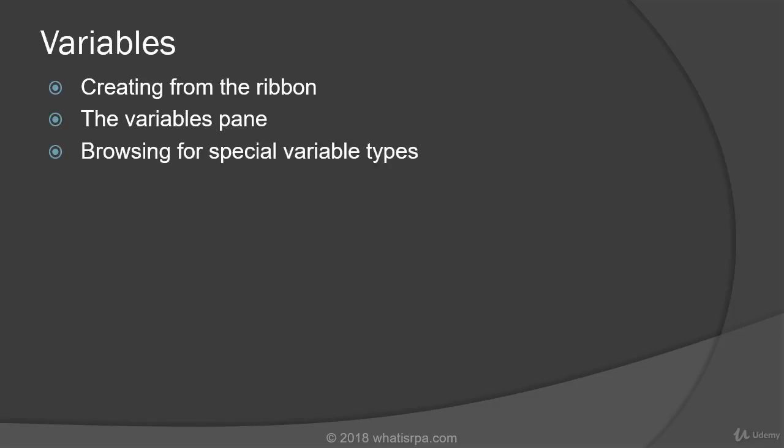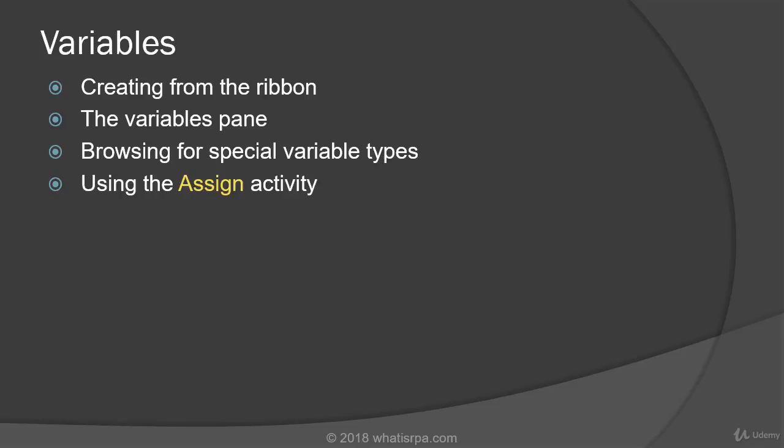And when we create variables, there's a limited number of types that are available in the UI. Sometimes you need to browse for special variable types. For instance, when you want to deal with currency, you're going to need to use a decimal type, and that's not one of the basic types that's immediately available to you when you're creating a variable. So you'll need to use a special feature of UiPath to select that type.